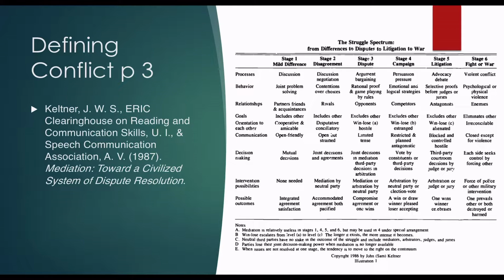By looking at Keltner's book, Mediation Toward a Civilized System of Dispute and Resolution, he further expands on that and says that conflict starts as a difference of opinion, particularly on distribution of resources or perceptions or cultural values or failures in communication, and that conflict is a larger part of a process that he calls the struggle spectrum. He provides this struggle spectrum in his paper, an illustration that shows the different processes and the stages of the struggle spectrum. I thought that was pretty interesting.